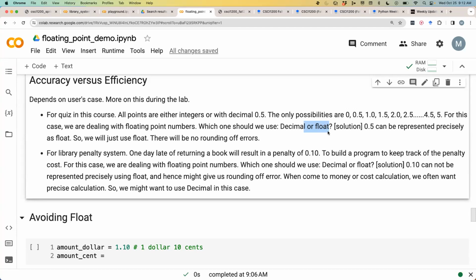Now, if you have a system where you need to deal with floating point numbers that cannot be represented precisely in base 2, that's where you need to start to think: do I need to use decimal? Or should I accept the fact that it can give small errors? So it really depends. If you're dealing with money, you might want to use decimal to give you precise calculations.